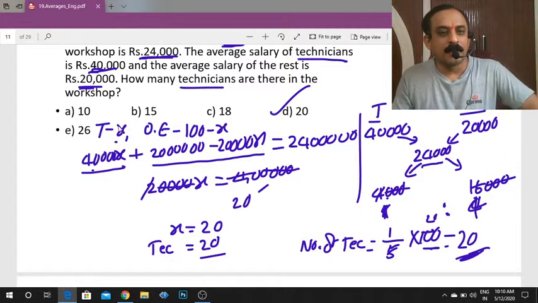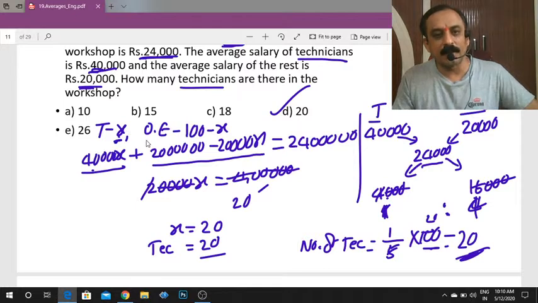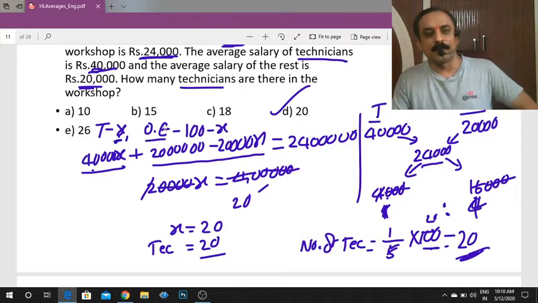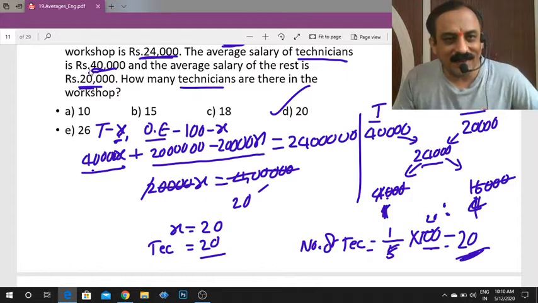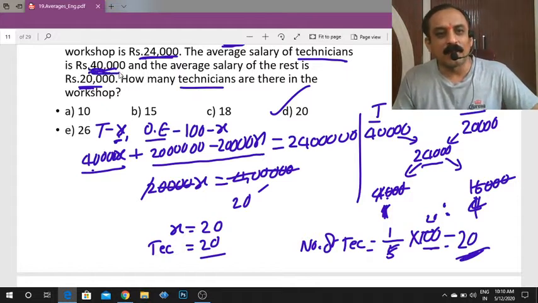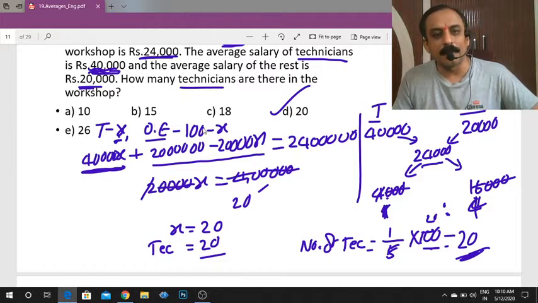And the general method: let the number of technicians be x. Out of 100, the technicians are x, so the other employees are 100 minus x. The technicians' average salary is 40,000 rupees. What is the total salary of technicians? x into 40,000, that is 40,000x. This is the total salary of technicians. Now, how many other employees are there? 100 minus x. What is the total salary of the other employees? (100 minus x) into 20,000.